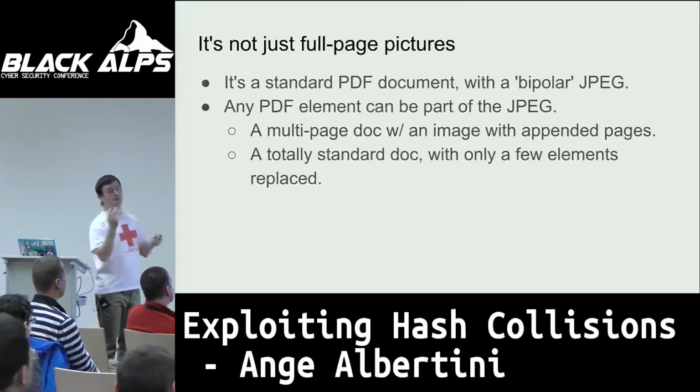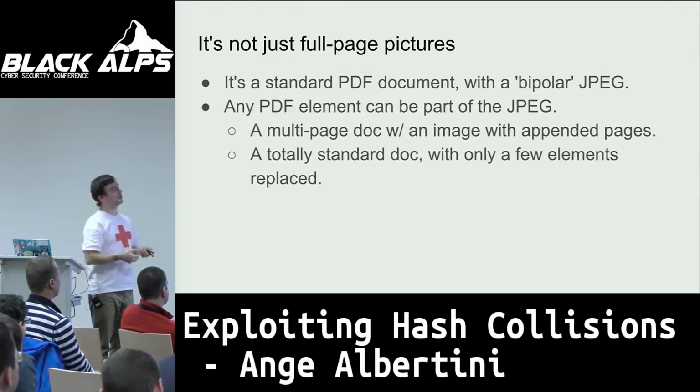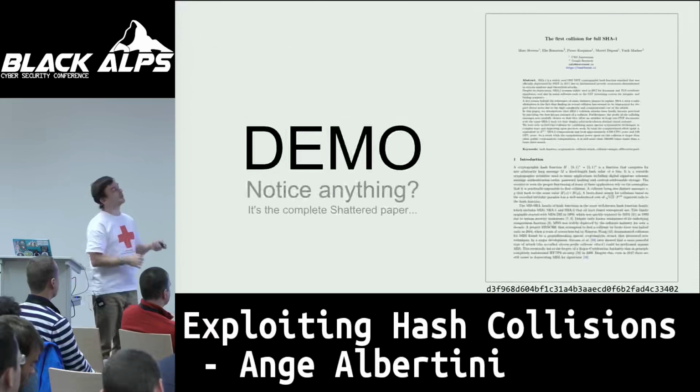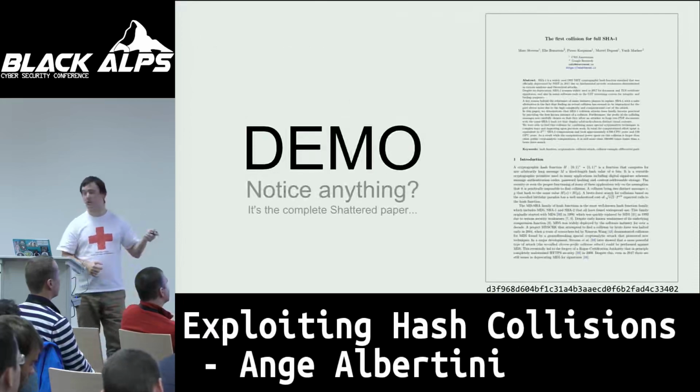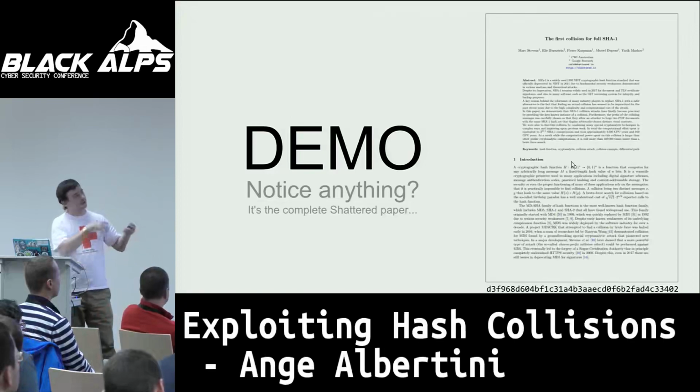It's actually a totally standard PDF with a weird JPEG inside. Any PDF element can be part of the JPEG. And well, I'm running out of time, so we'll skip the demos. I will go faster. So basically, it could be a multi-page document, as we saw, or a totally standard document with only a few elements replaced. And here is the official SHAttered document. And it's totally the official paper.